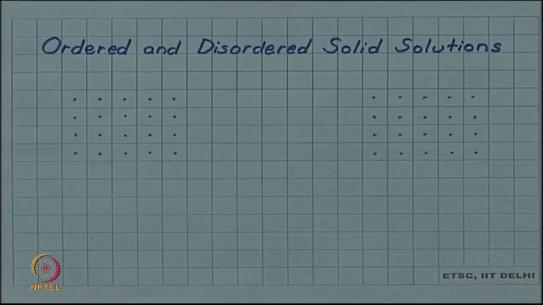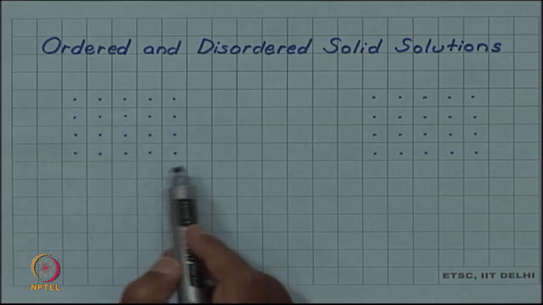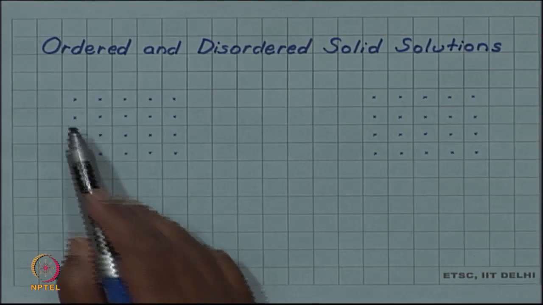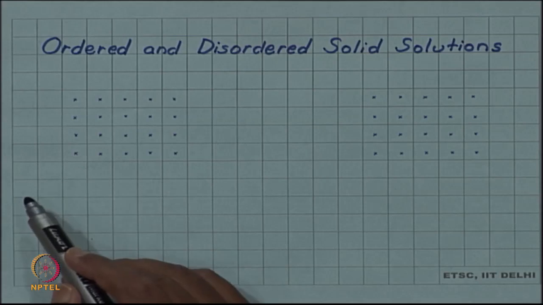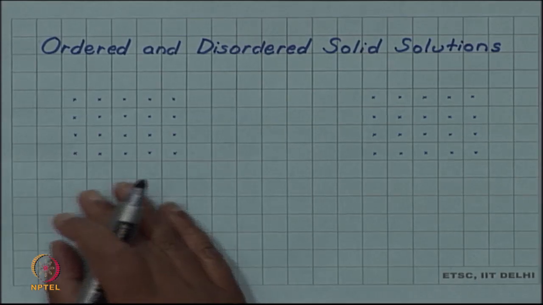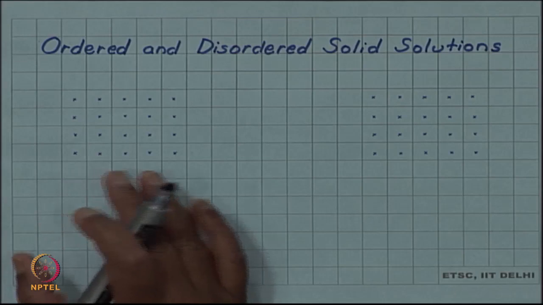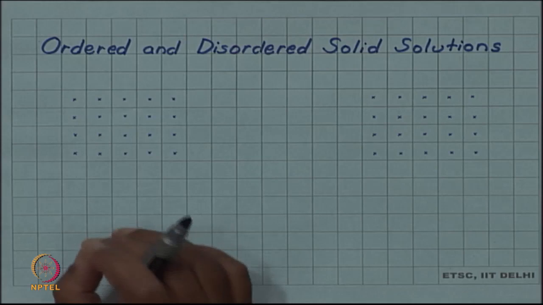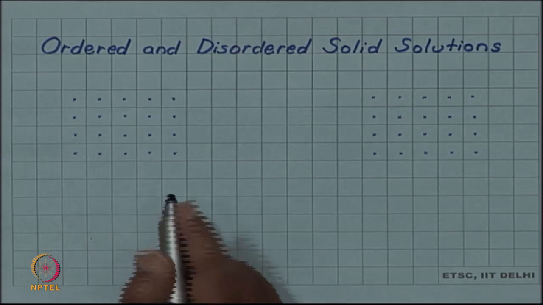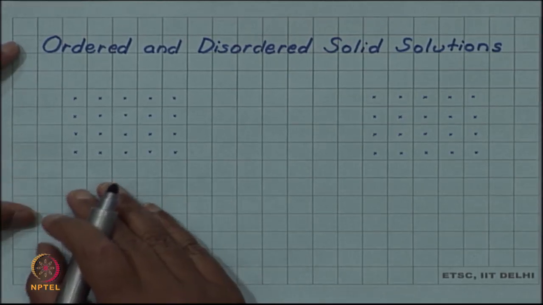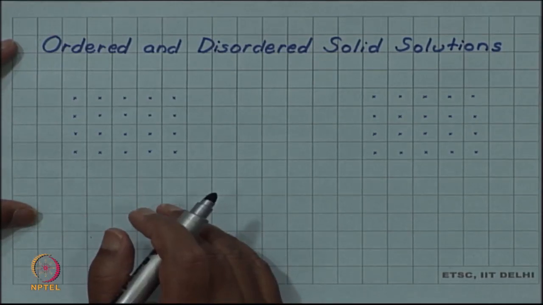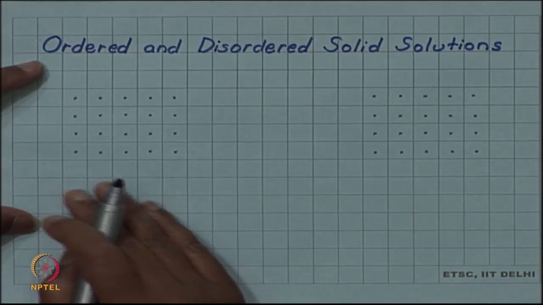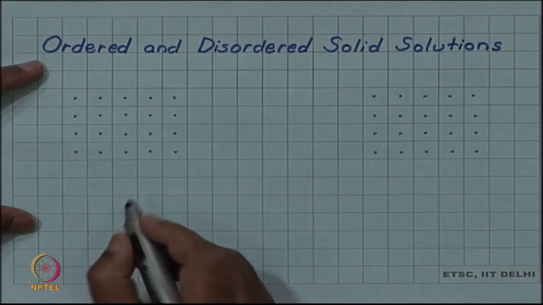So, let us begin with a two dimensional example and let us consider this 2D lattice of 4 into 5, 20 sites, and I wish to populate these 20 sites by 10 A atoms and 10 B atoms to form a substitutional solid solution. I wish to do it in a nice orderly fashion. So, what I will do? I will put A and B atoms at alternate locations.